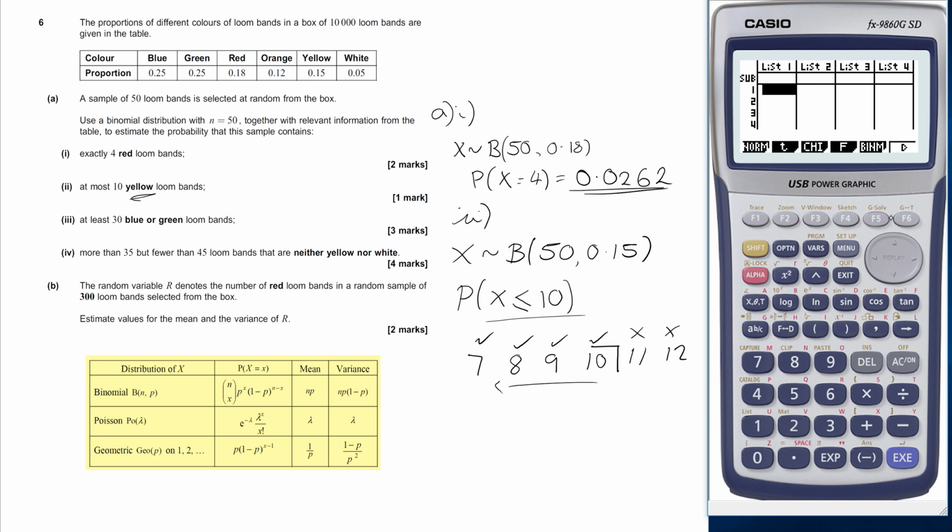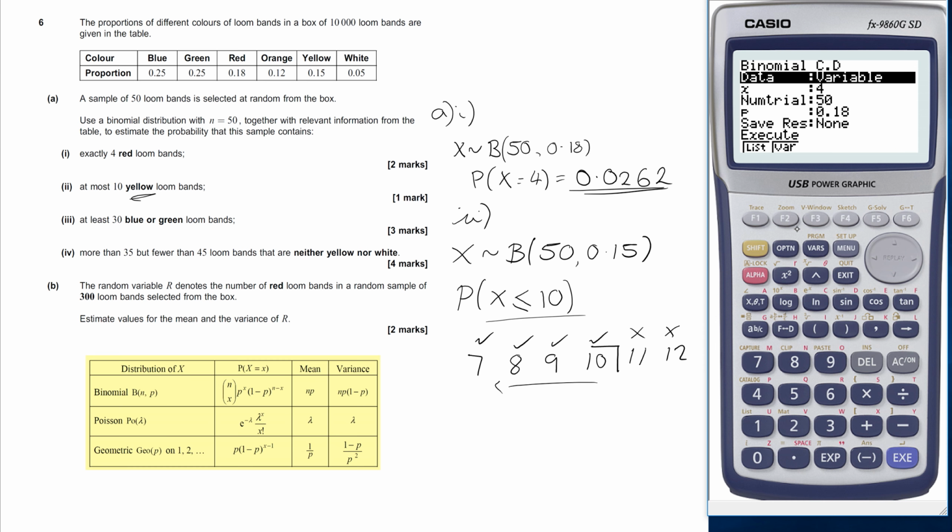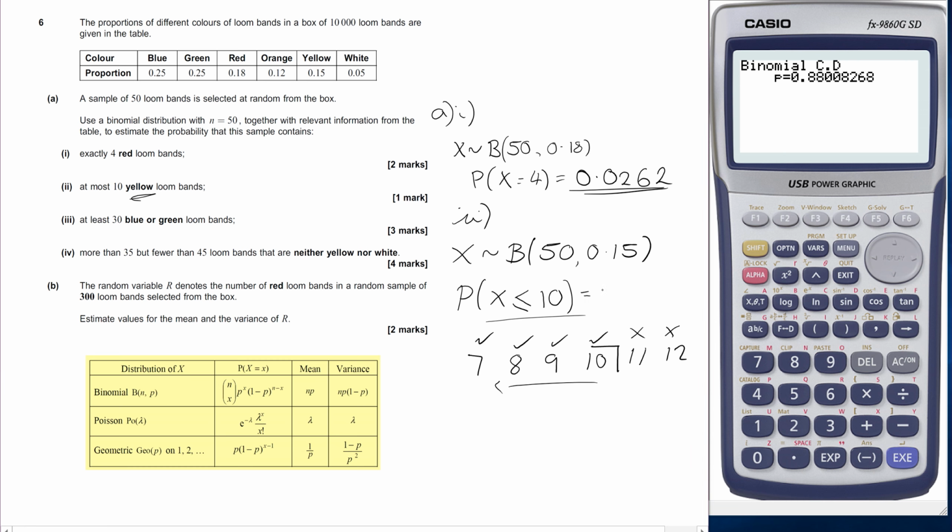So we're going to change where we go to. This time we're doing distribution, binomial again, but now it's the cumulative distribution, the less than or equal to. Our x value is 10, 50 trials, but 0.15. You need to make sure you're changing that each time. And that result comes to 0.880, to 3 significant figures. That's only worth 1 mark, that one.